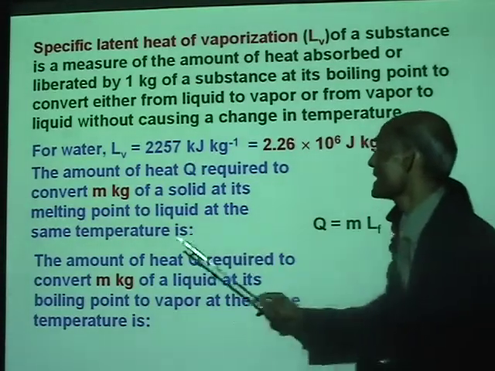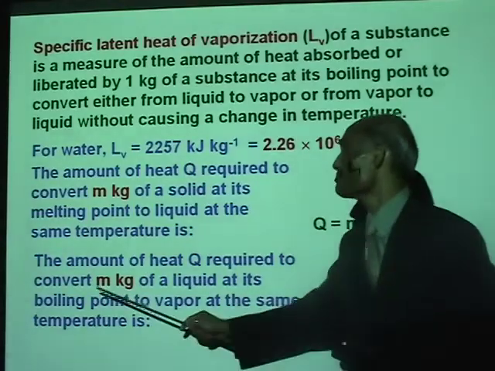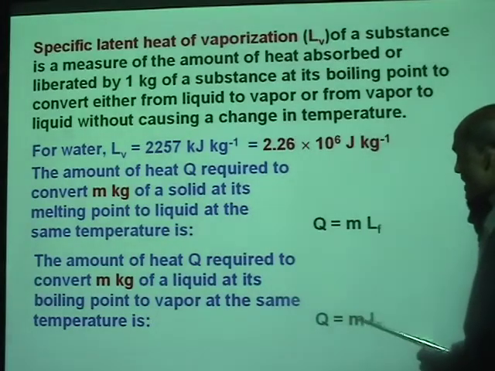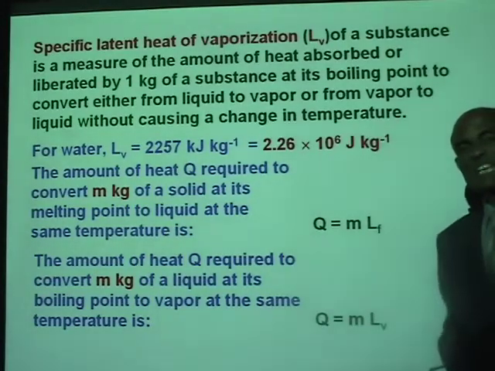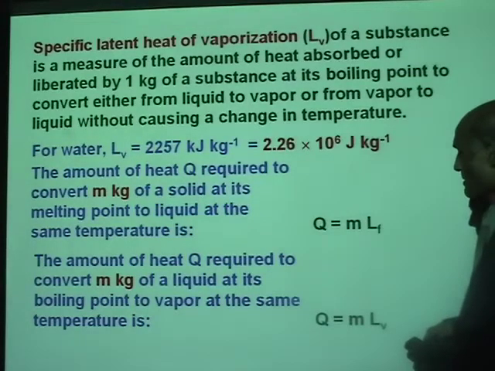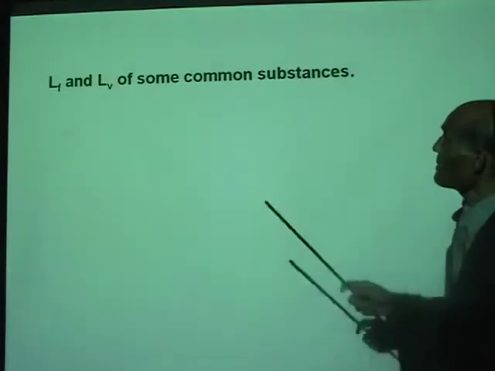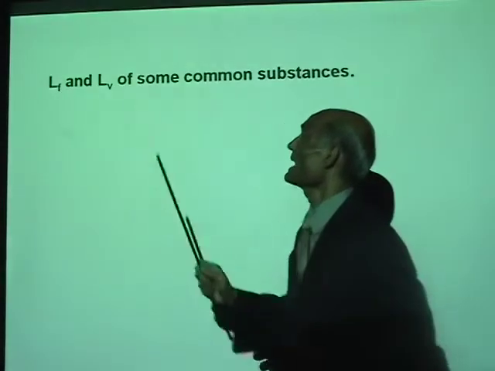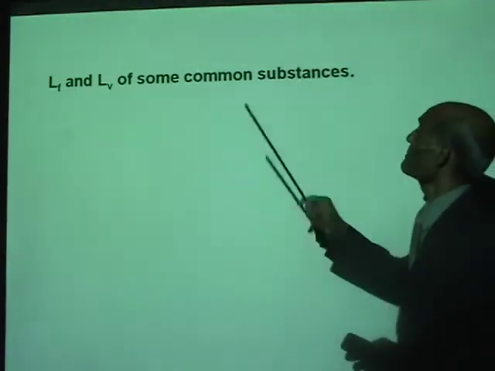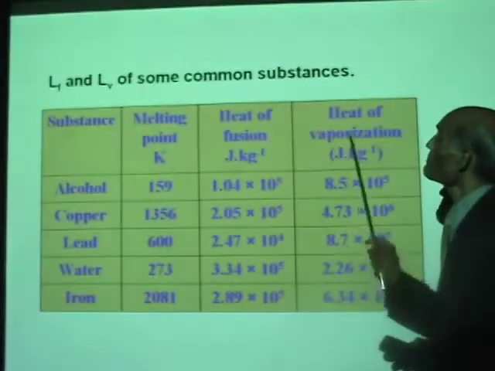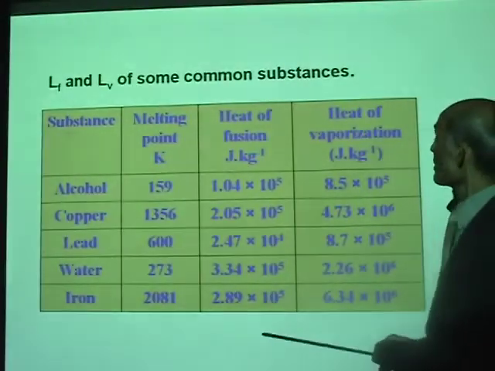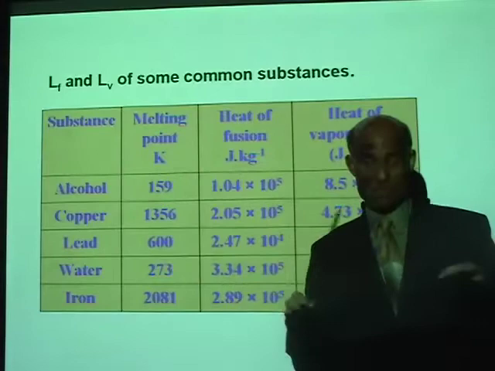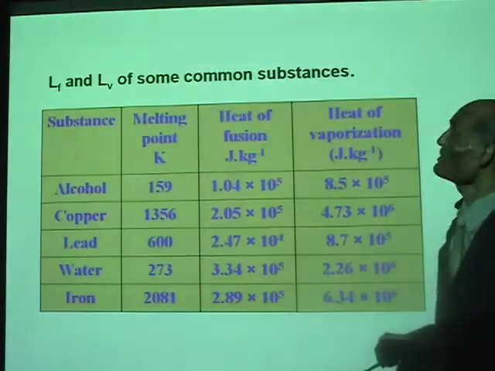Similarly, if you want to convert m kilogram of a liquid at its boiling point to vapor at the same temperature, the quantity of heat required is mass times latent heat of vaporization. Alright? Okay, let's now look at some values of latent heat of fusion and latent heat of vaporization of some common substances. Again, keep this table with you. It'll be very useful in solving problems. I'm not going to go through these values. I have given it to you in the PowerPoint. Print it out and keep this with you.